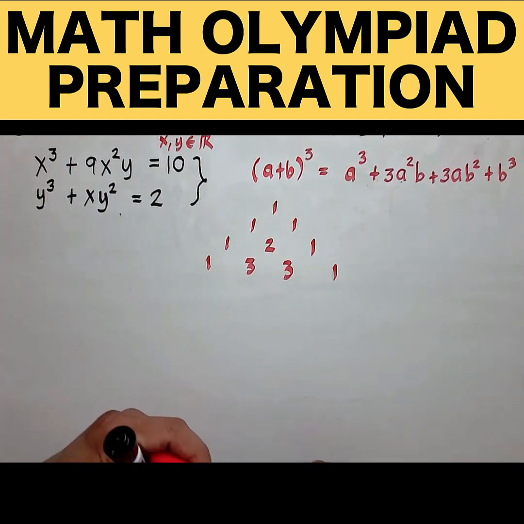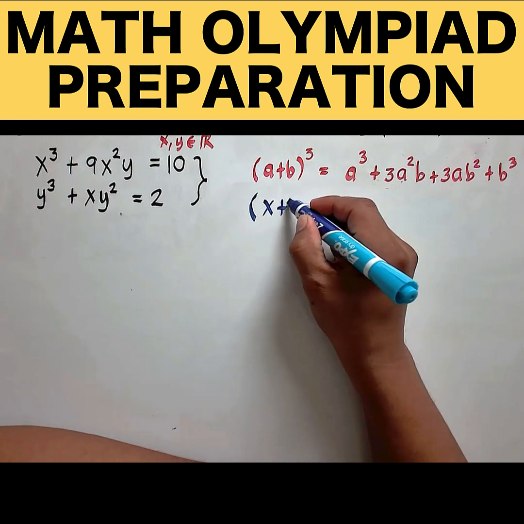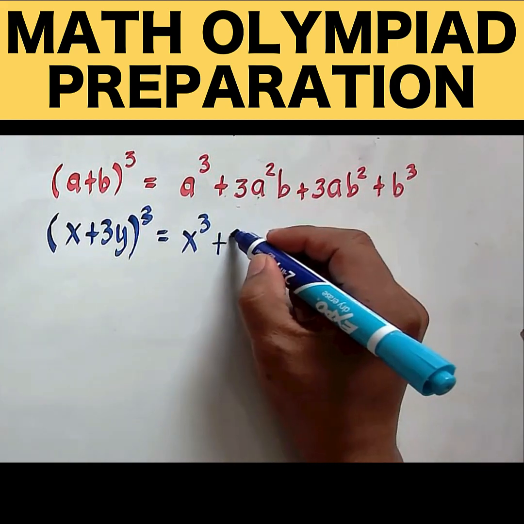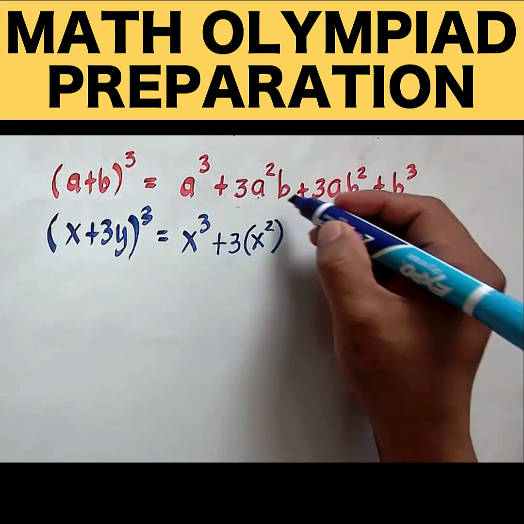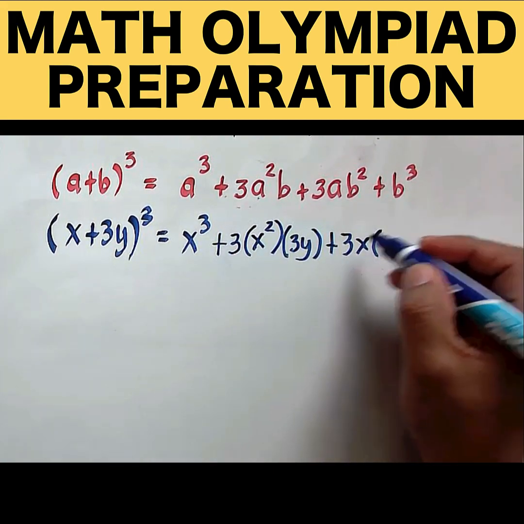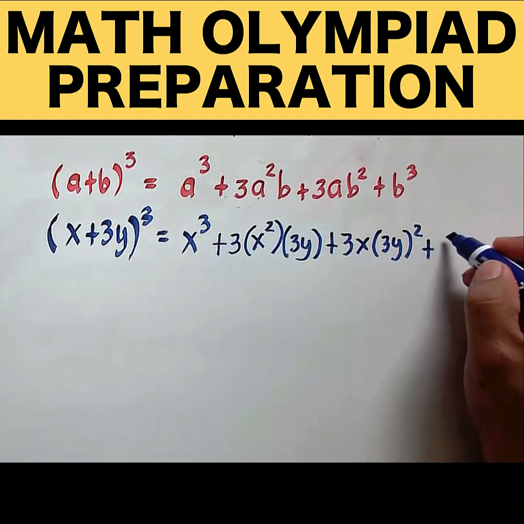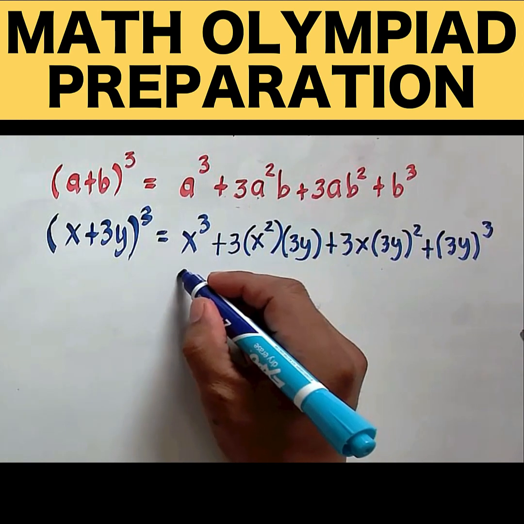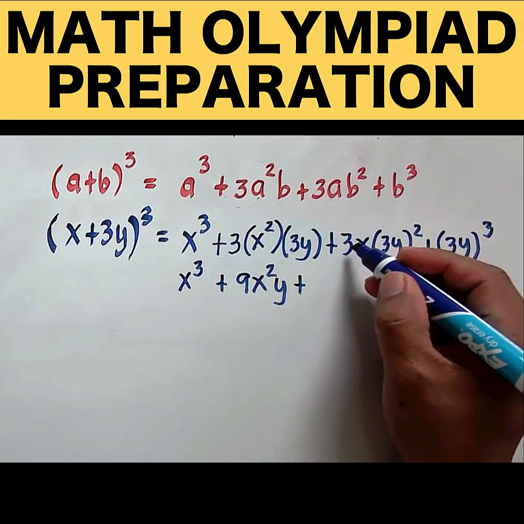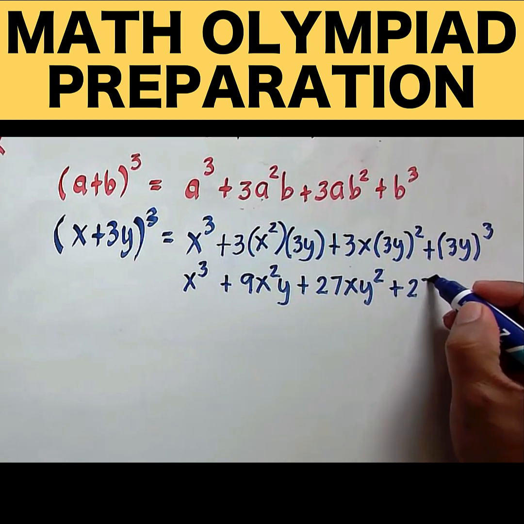So following this cube of a binomial, if we take the cube of the binomial x plus 3y, notice that this is equal to the cube of the first term, x cubed, plus this 3 times the square of the first term, x squared, times the second term, 3y, plus 3 again, times the first term, x, times the square of the second term, 3y squared, plus the cube of the second term, 3y. This simplifies to x cubed plus 9x squared y plus 3 squared is 9 times 3 is 27 x y squared plus 3 cubed again is 27 y cubed.